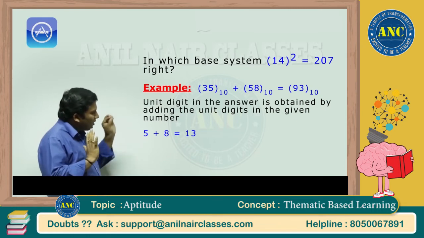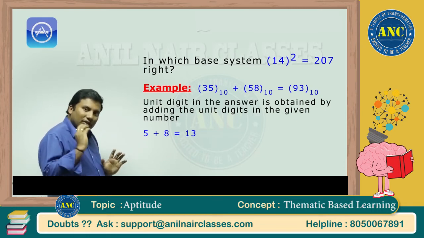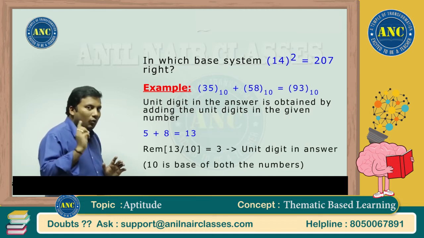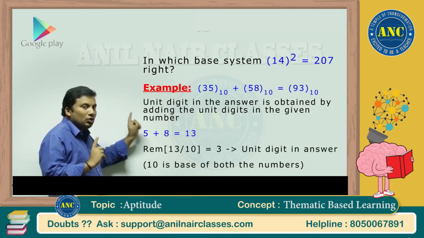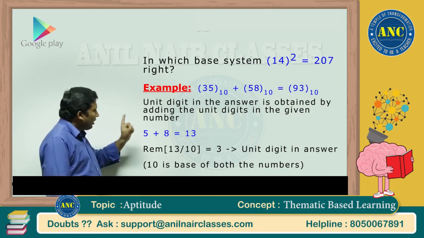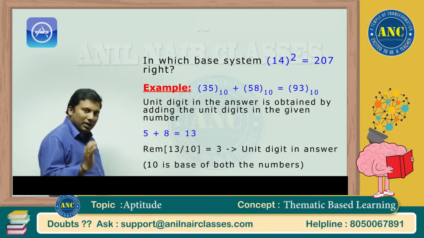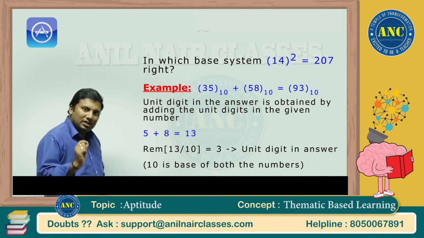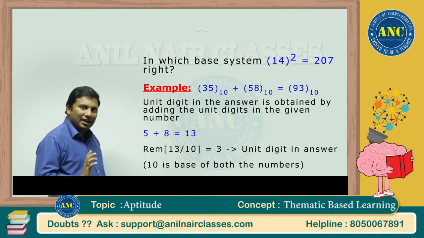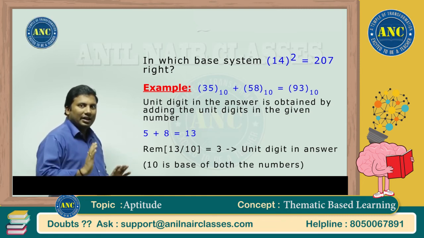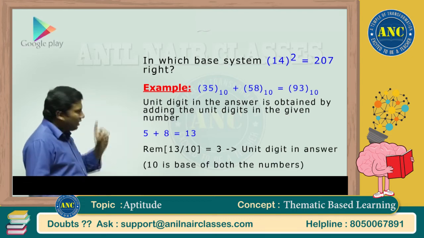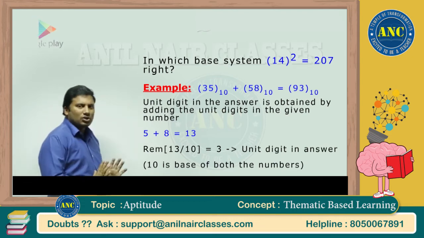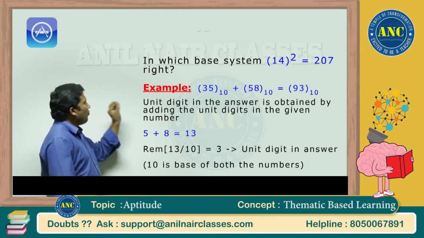13. Both the numbers are in which base system? 10. 13 divided by 10. What is the remainder? 3. That remainder happened to be the unit digit. Again I am explaining. The unit digit in 93 is because of adding the unit digits of 35 and 58, dividing it by 10 and taking the remainder. I hope this concept is clear. This is enough. If you understand this example, you can solve this question very easily.